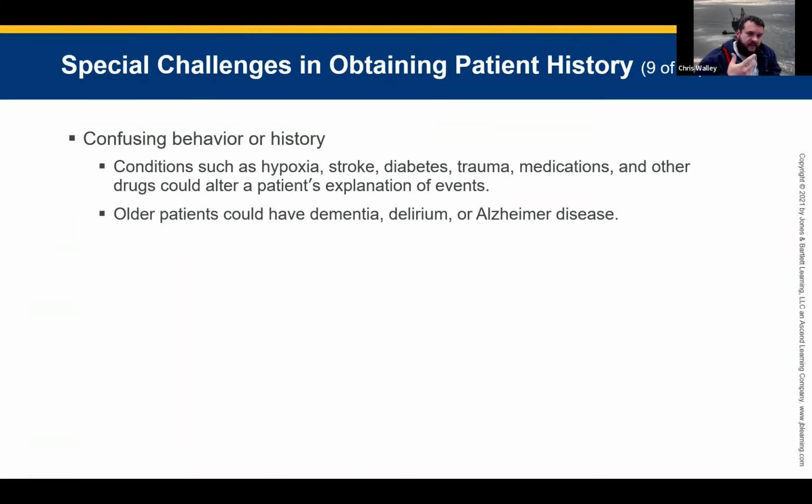So just remember when you start talking to them that they can have these mind-altering drugs or something else is physically going wrong that has caused them to lapse, basically. You can have dementia, delirium, or Alzheimer's disease that can also affect these.